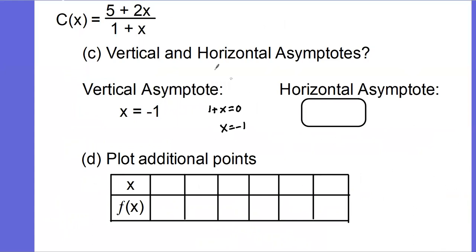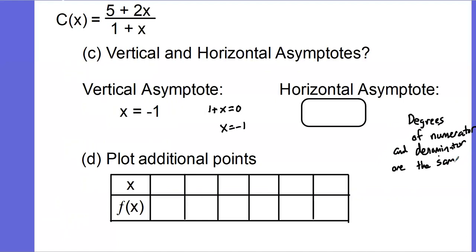Our horizontal asymptote. So let's look at these degrees. The degree of the numerator is just 1. The degree of the denominator is also 1. So notice your degrees are exactly the same. So here, I'll make a note of that. Degrees of numerator and denominator are the same.